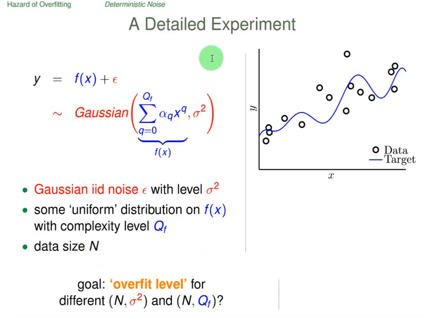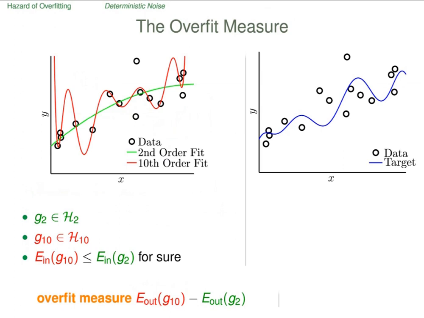Now, let's do this experiment and analyze the overfit level for different noise and target complexity. Let's first talk about the overfit measure. We fit the data set in this example using 2 models, H2 and H10, second order polynomials and tenth order polynomials. And we know that each model yields a hypothesis function, which is G2 and G10.